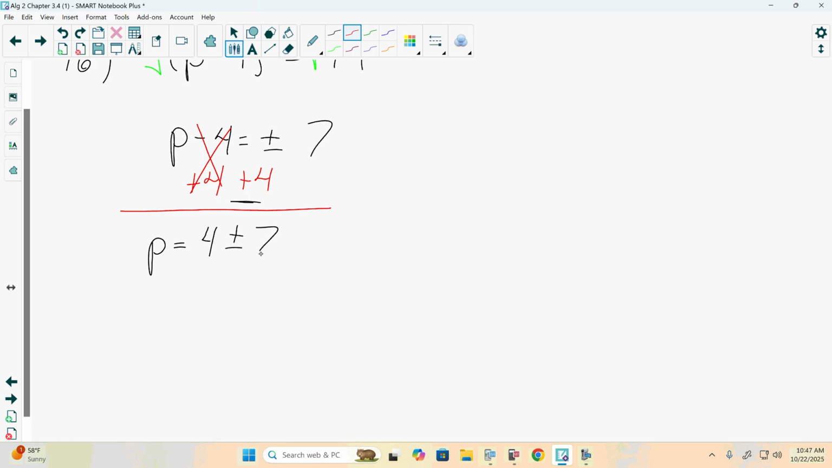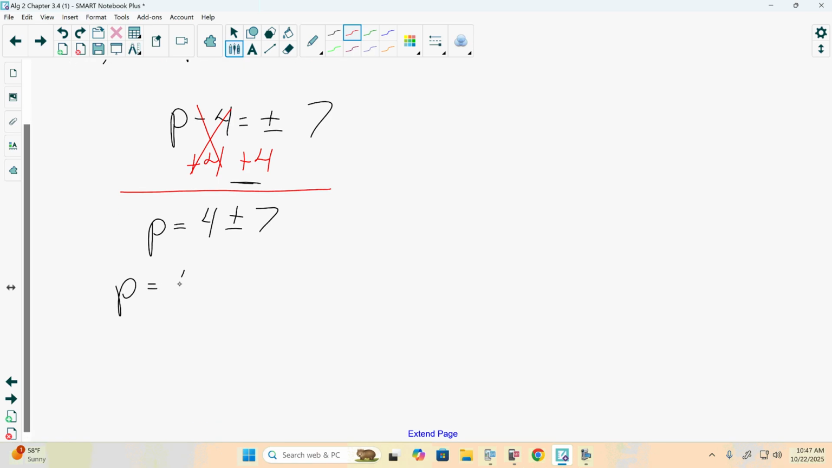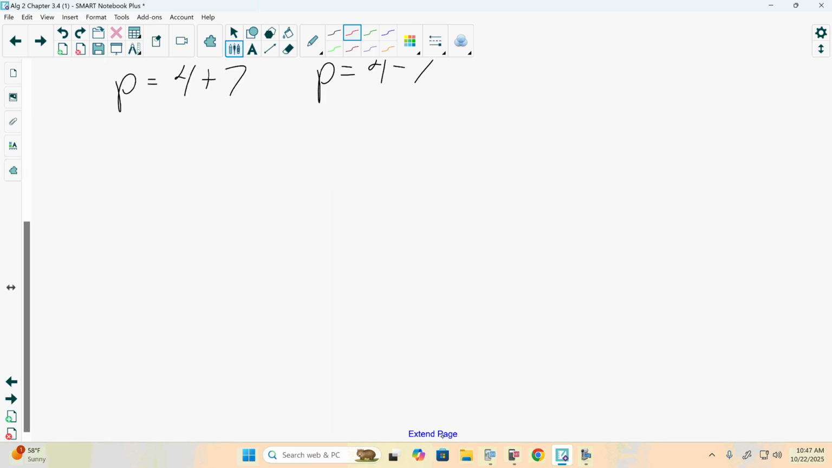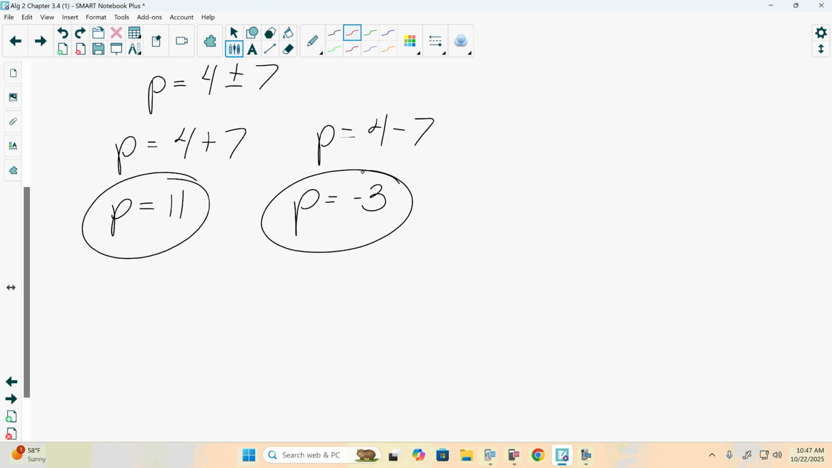Yes? We good with this here so far? Are 4 and 7 like terms? So we could definitely say that p is equal to 4 plus 7. We can also say p is equal to 4 minus 7, yes? Well, what is 4 plus 7? 11. 4 minus 7 is negative 3.